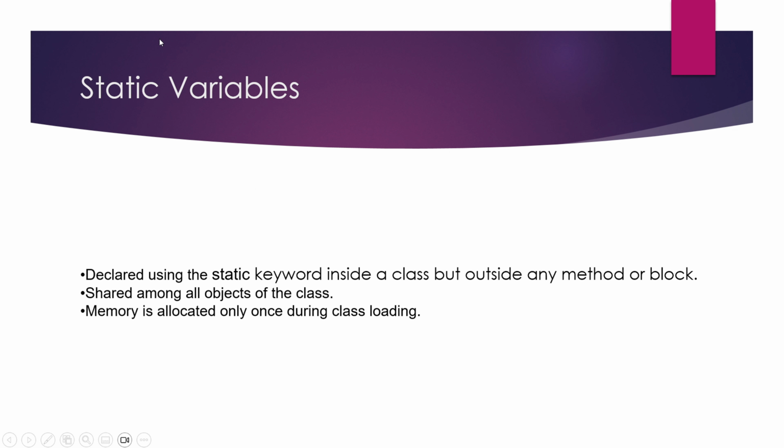So let's talk about static variable. It's declared using the static keyword inside a class but outside any method or block, and it is shared among all objects of the class. Memory is allocated only once during class loading. Let's see an example of it so you will understand in depth.